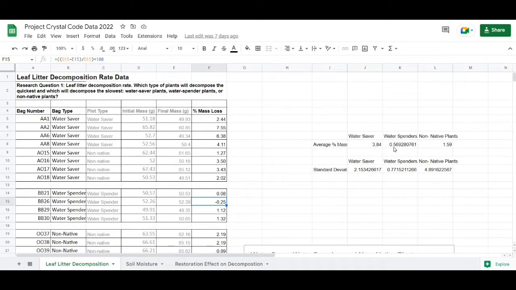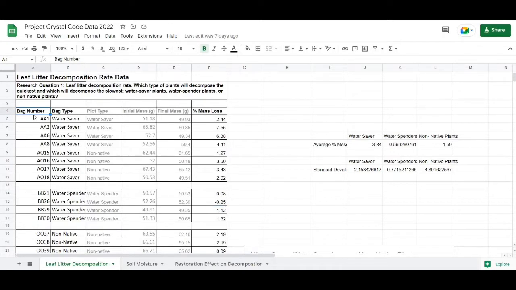Our first research question is, what type of plants will decompose the quickest and which will decompose the slowest? Water saver plants, water spender plants, or non-native plants? To answer all of these questions, we'll be using this table below. This table has a lot of different sections, and I'll be going over them.